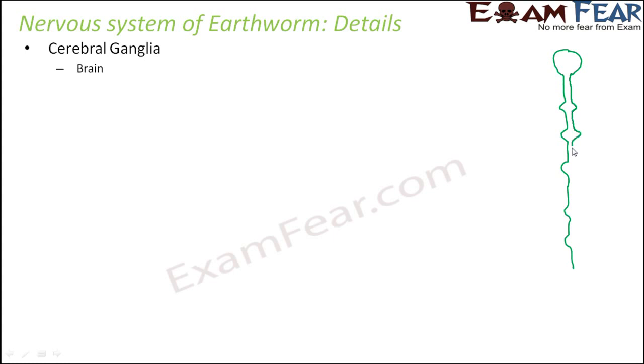Now let us look at their details, their function. First, let us talk about the cerebral ganglia. The cerebral ganglia acts as the brain. It is somewhat like this. This is the cerebral ganglia. Then from there you have the ventral nerve cord with segmental ganglia, like this. So this is the cerebral ganglia, this is the ventral nerve cord, and this is the segmental ganglia. The cerebral ganglia acts as the brain and it is connected to the ventral nerve cord, which you can clearly see in this picture.